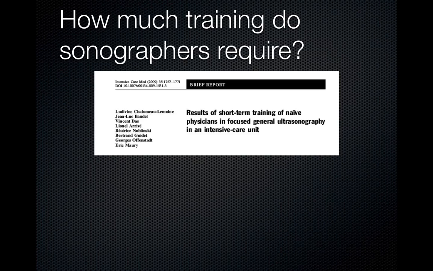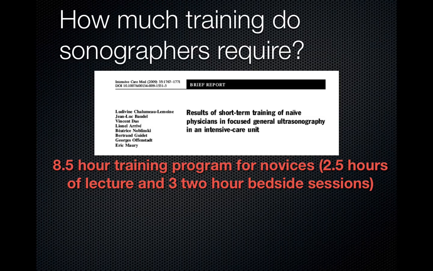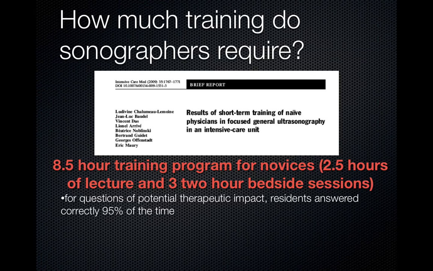A study in 2009 looked at the results of short-term training of naive physicians in focused general ultrasonography in an intensive care unit. What they did was 8.5 hours of a training program for novice physicians, which consisted of 2.5 hours of lecture and three 2-hour bedside hands-on sessions with an expert sonographer.